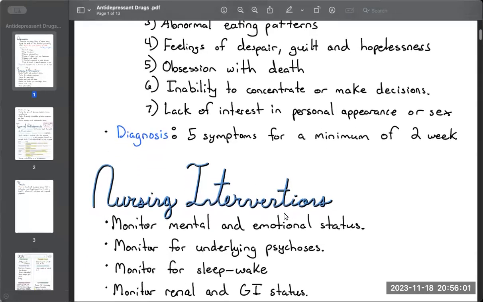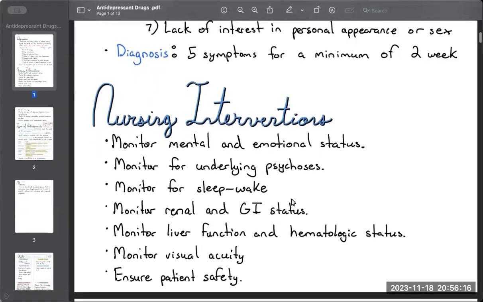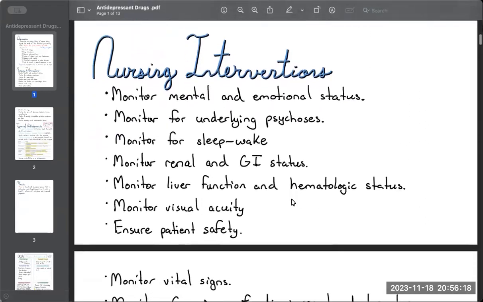In order to diagnose someone with depression, they must have five of these symptoms that I just talked about for at least 2 weeks, okay? So if they had these symptoms going on for a month, they're definitely depressed. This is not just a temporary period of sadness. Nursing interventions generally, these become important because as I talk about these drugs, we're going to learn more about how interventions play a crucial part in treatment for these patients.